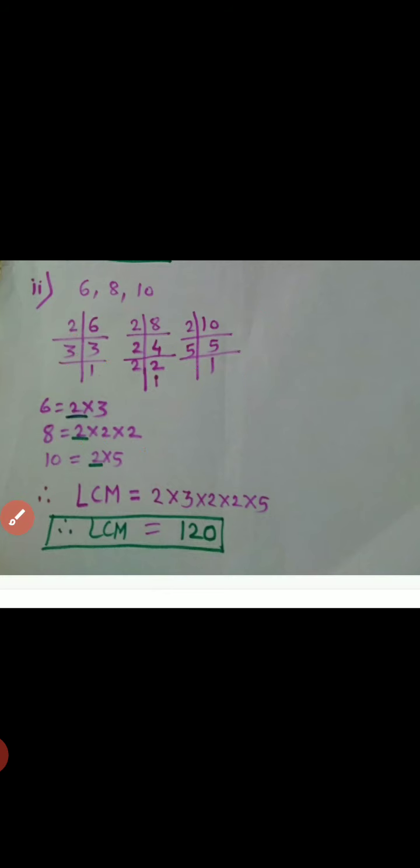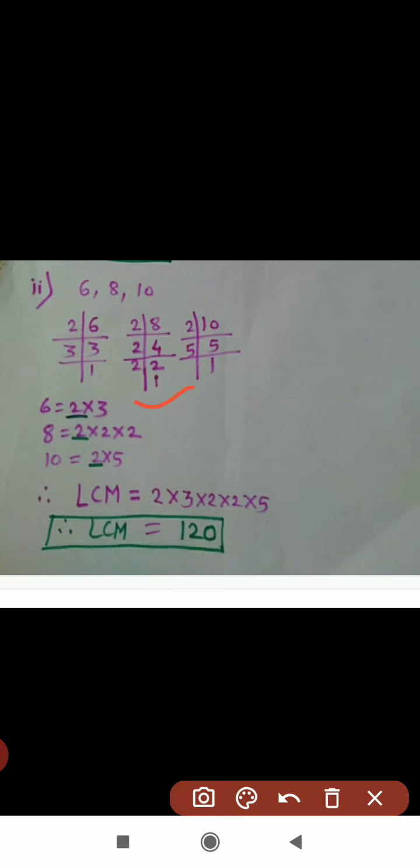So all the factors you have to write first here: 2 into 3, 2 into 2 into 2 and 2 into 5. These all are the factors of 6, 8 and 10. So first, which is common, I underlined with the help of green sketch pen. 2 is common, here I wrote 2. The remaining factors, these all you have to write as it is: 3, 2, 2 and 5.